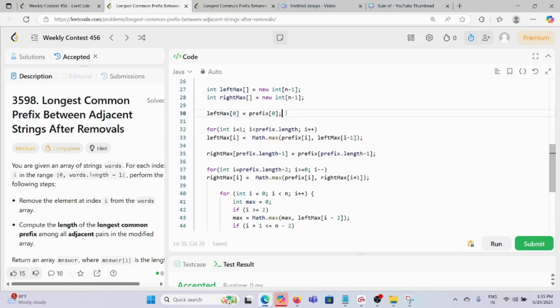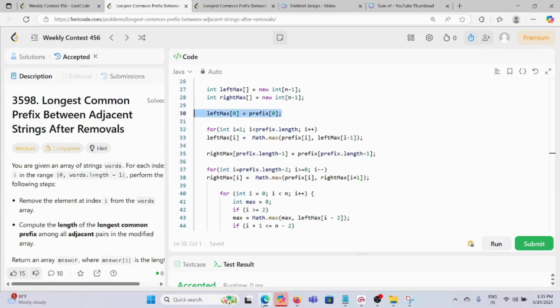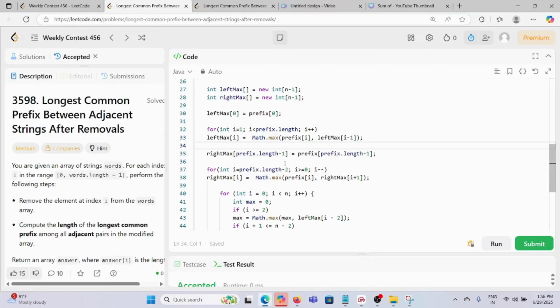Right, now we have these left max and right max for n-1 length. See here, for left max the very first value is the same as whatever is there in the prefix value. The very first value we fill as it is. Now we start from I equal to 1 till prefix dot length. Left max equals Math.max of prefix I and left max of I minus 1. When we come here, we check the value at I in prefix and the value at I minus 1, compare these two, and whatever is the maximum value we keep here. Same way we are doing for the left max.